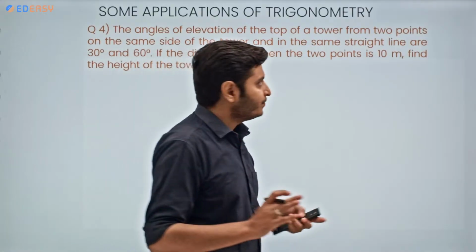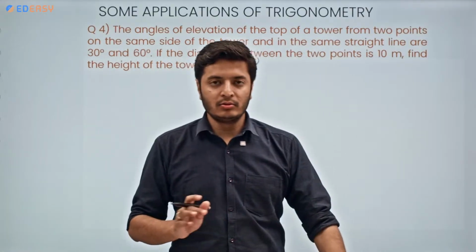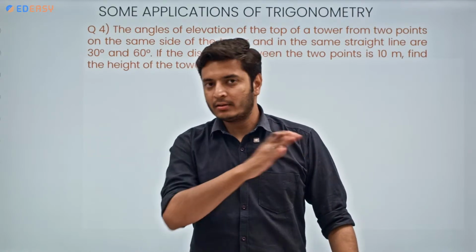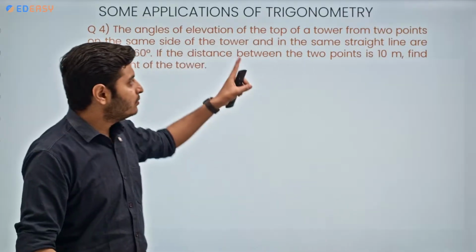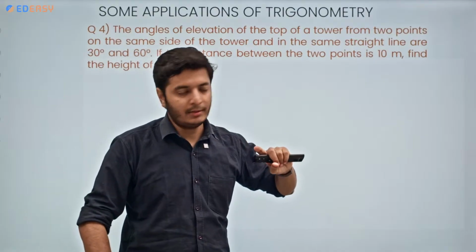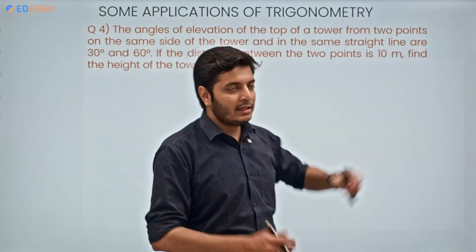This is very important. We are talking about 2 points, so it can be anywhere on either side of the tower, correct? Anywhere. Now, in the problem, it is given that they are on the same side of the tower, okay? Also, they are in a straight line.